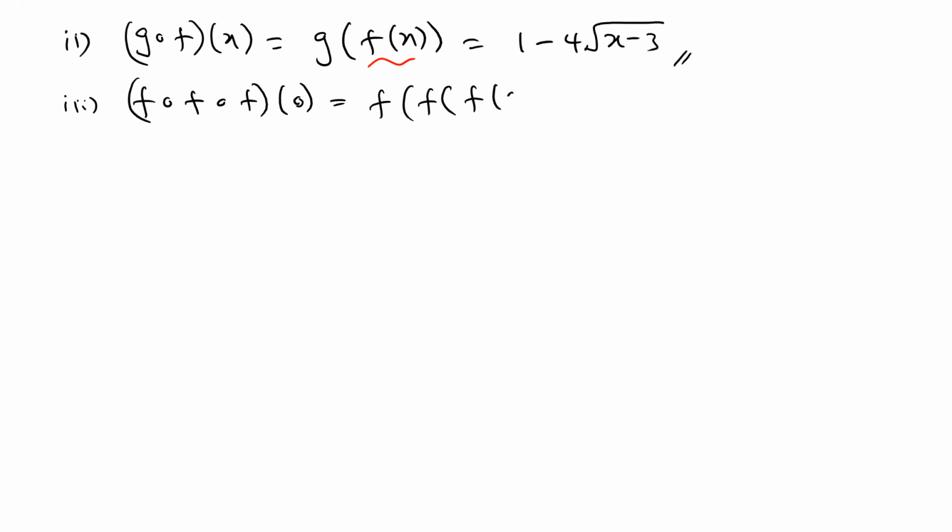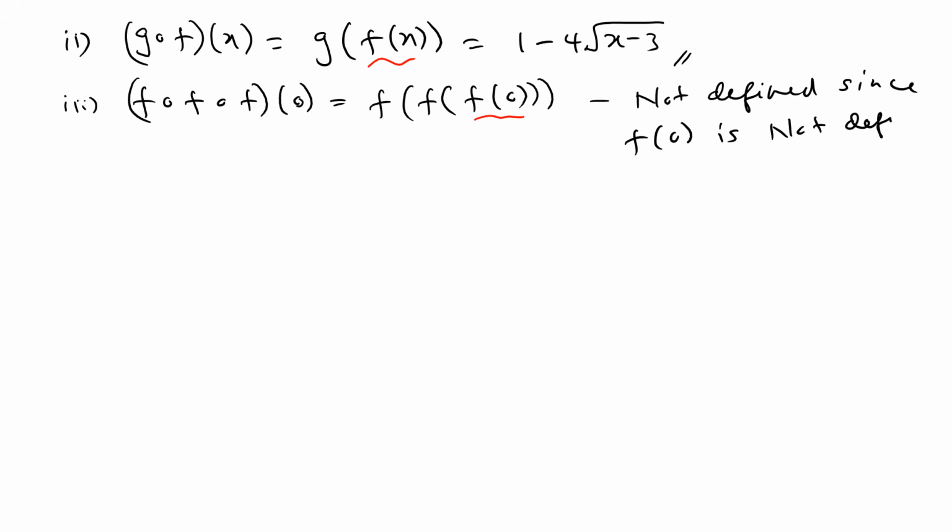But you can see that you cannot plug in 0 to the function because it's 3 or more. So that means the inner function is not defined. So since the inner function is not defined, the whole function is not defined. So not defined, since f of 0 is not defined. Okay, because the inner function is not defined, that's the whole function not defined.